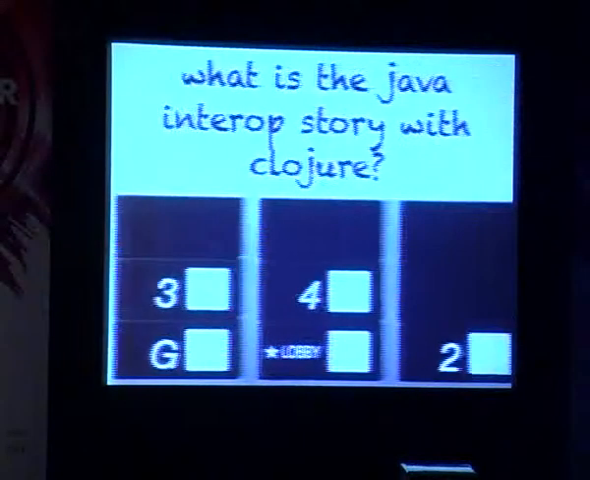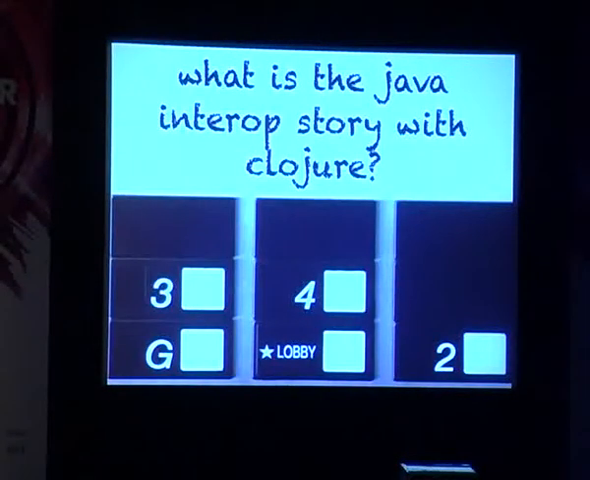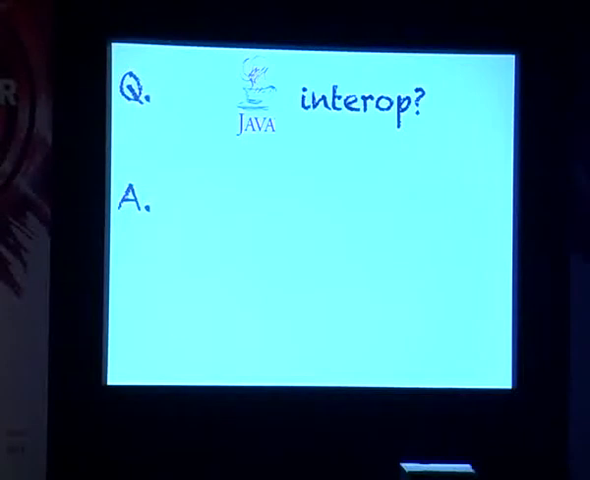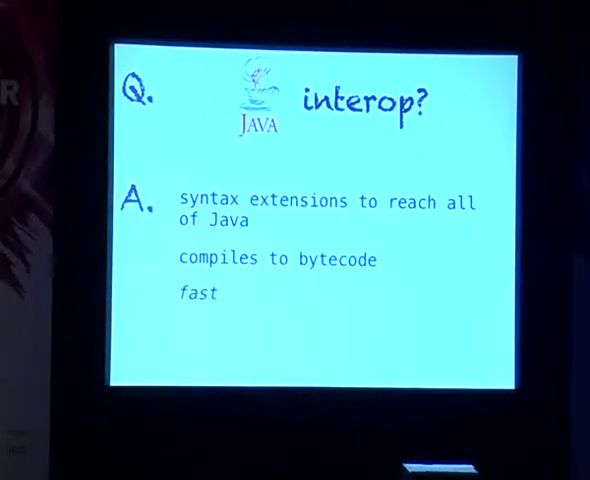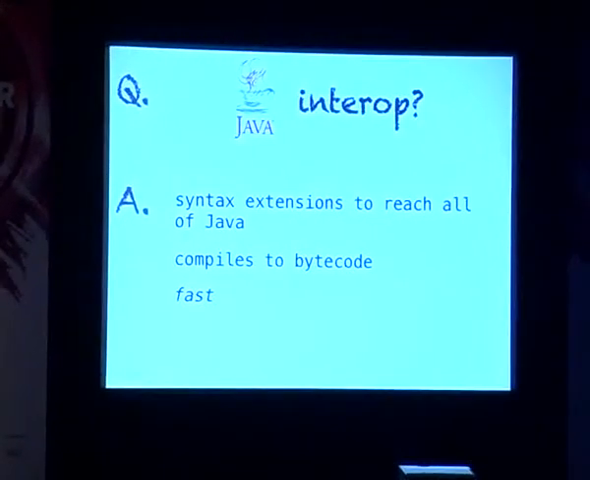So let's talk about the Java interop story with Clojure. I mentioned before that Clojure allows you to reach every single piece of the Java ecosystem, so let's see what that looks like. You get to all of Java. Clojure compiles to bytecode. This is not an interpreted language, so it is fast. It's a really high performance language.